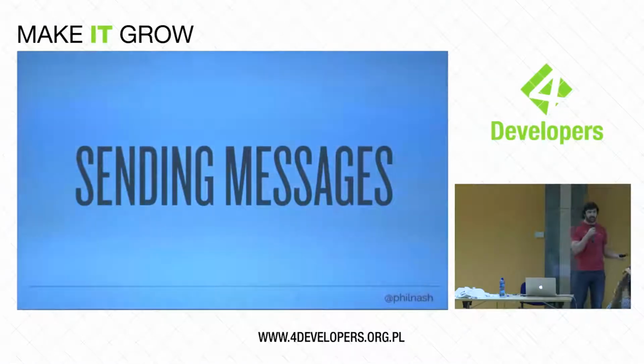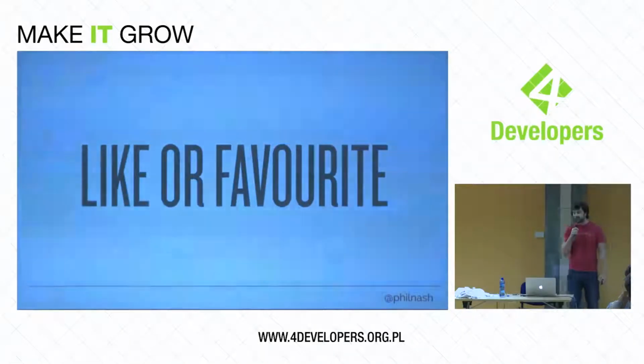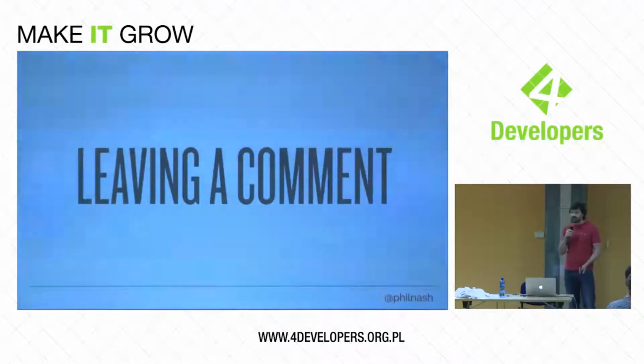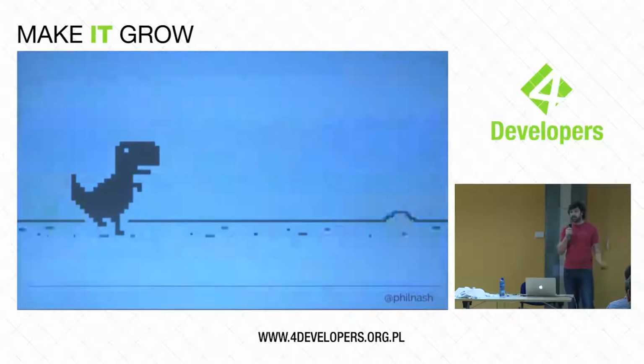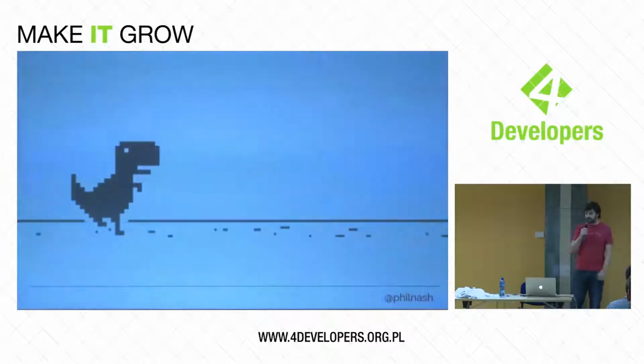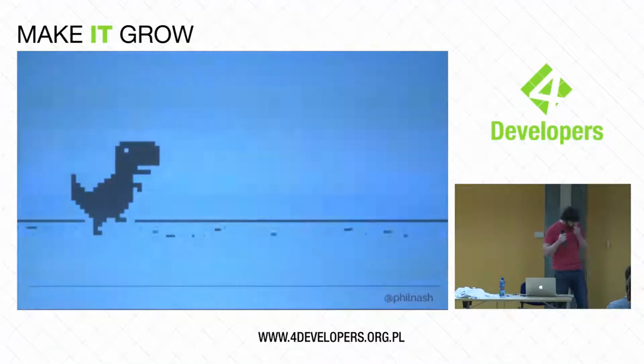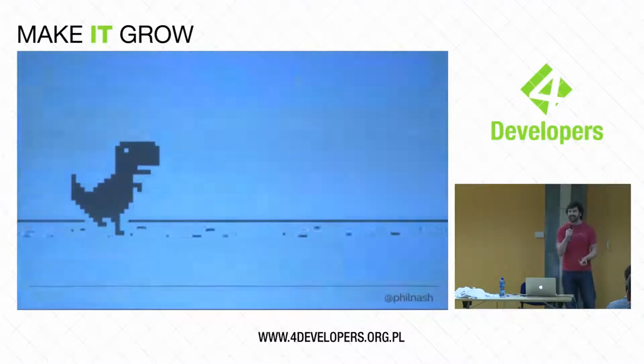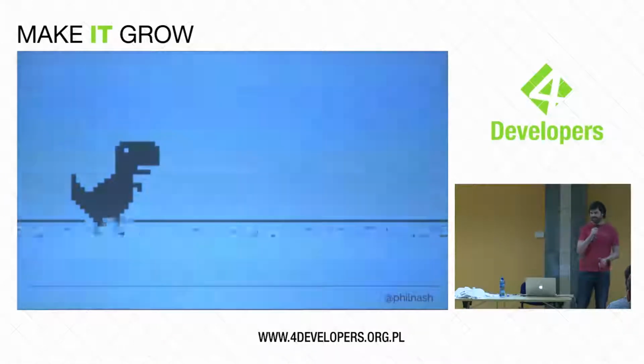But what if you're sending messages? What if you're making these post requests? What if you're liking or favoriting something, adding shopping to a cart, leaving a comment, just things where you have to make a post request, where you want something to change on the server, but you're offline. Currently, that experience is still running dinosaur game, and everything's a bit sad. And I want to tell us how we can change that today, how we can make this better.